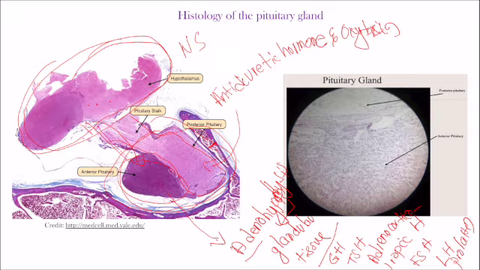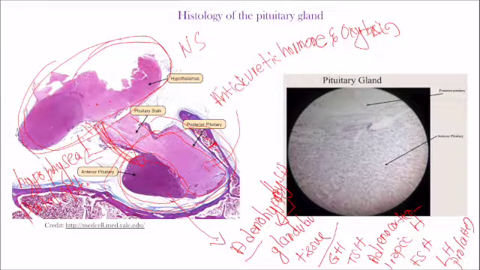The hypothalamus controls this through the hypophyseal portal system. There is a portal system of capillaries.